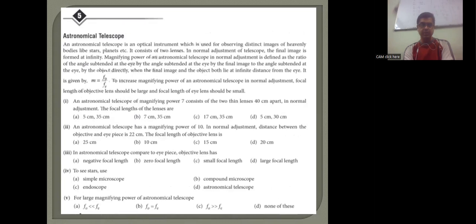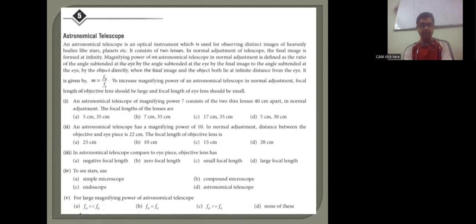Now come to question number 3. In astronomical telescope, compare two eyepiece. Objective length has negative focal length, zero focal length, small focal length and large focal length. Friend, you were directly given the answer in the case study. Look carefully: the objective lens has a larger focal length than the eyepiece. Now come to the next one.